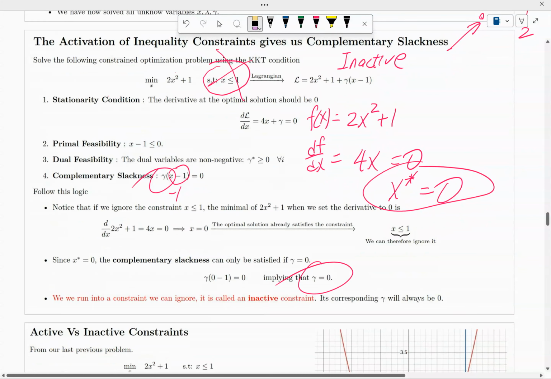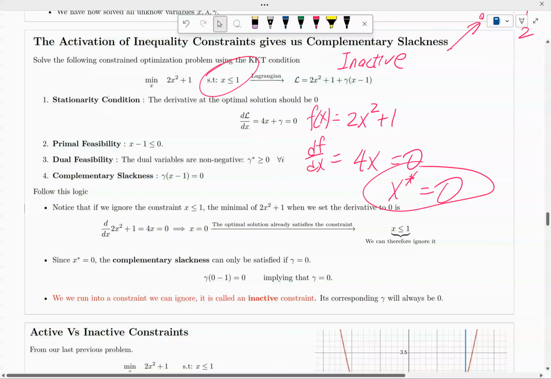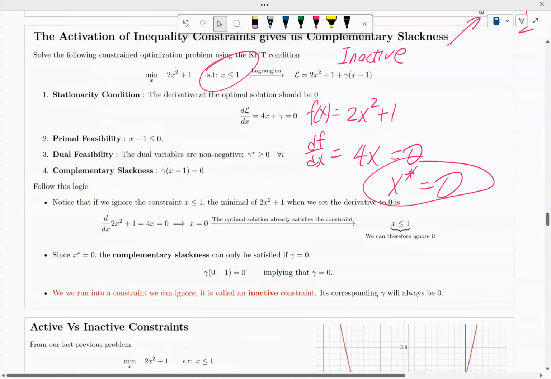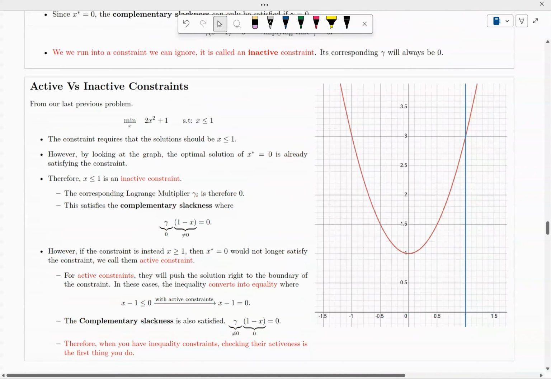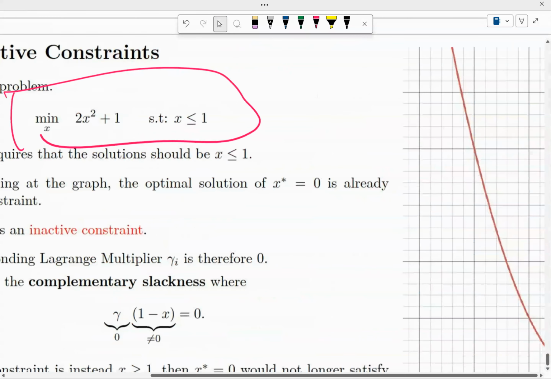Now, it's very important. When you have an inequality constraint, you can basically figure out if you want to get rid of it or keep it. Therefore, checking whether they're active or inactive is a very, very important part of it. When you only have equality, it's easy. But when you have inequality and equality, then it gets more complicated because the complementary slackness logic forces you to think about this more carefully. Okay. All right. So in our last problem, this is the problem we just solved, and our solution was zero.